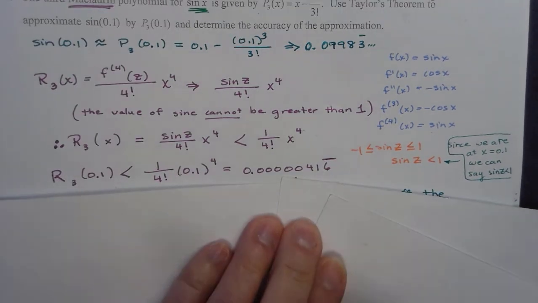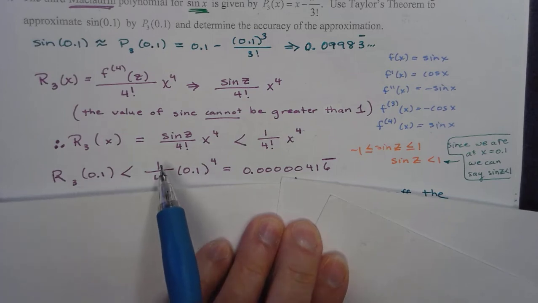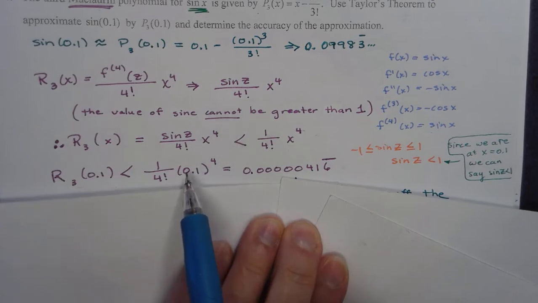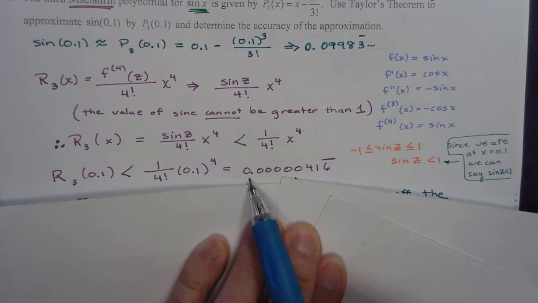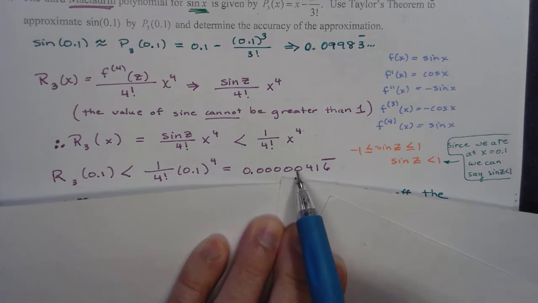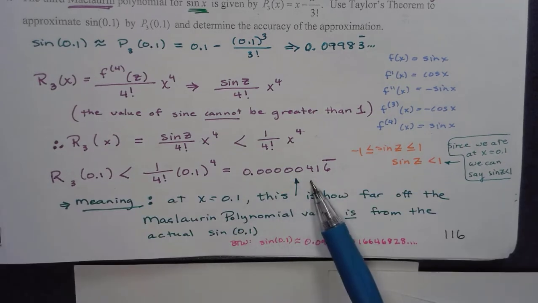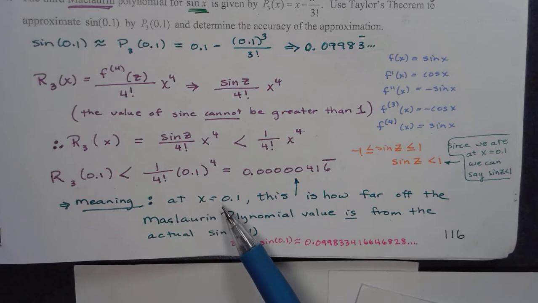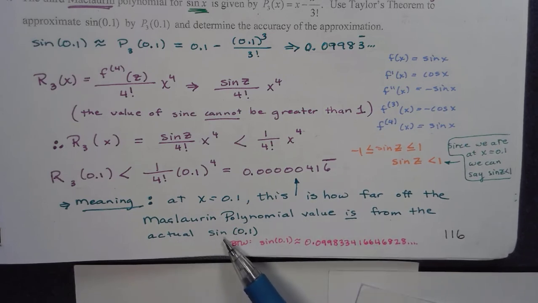Now, what we know is the remainder after my third degree polynomial is less than 1 over 4 factorial evaluated at 0.1 to the fourth, which is 0.000004166666666. So what this number means is that at x equals 0.1, this is how far off the Maclaurin polynomial value is from the actual value of the sine of 0.1.